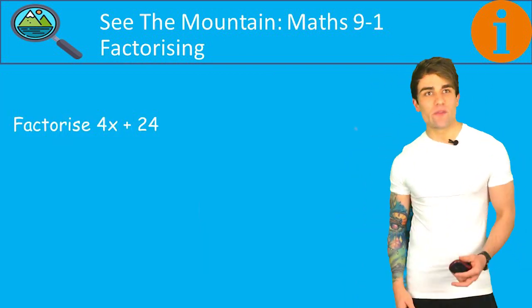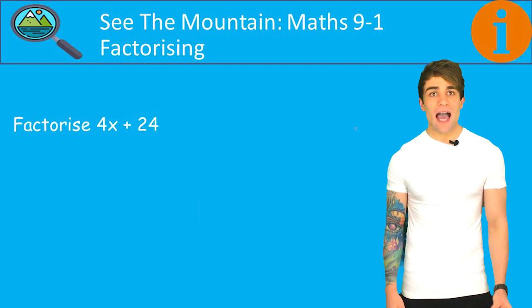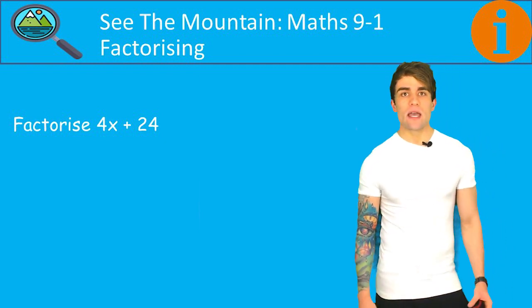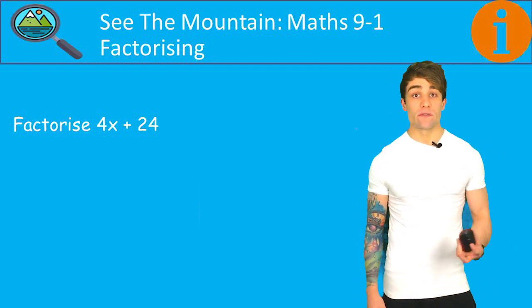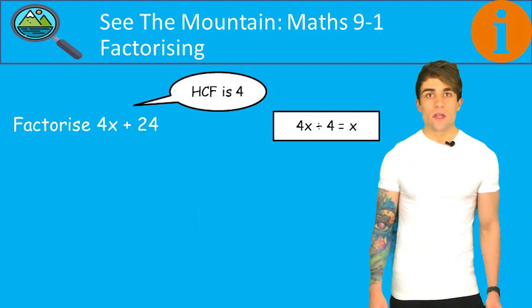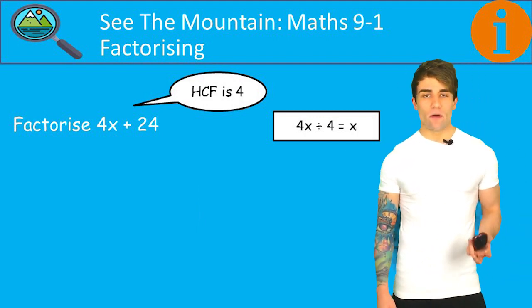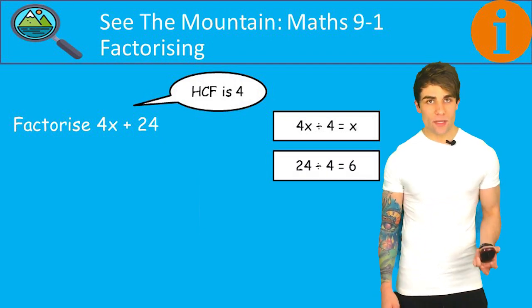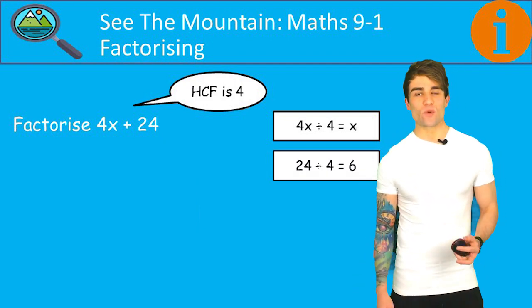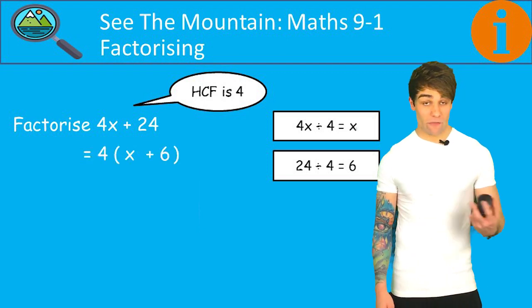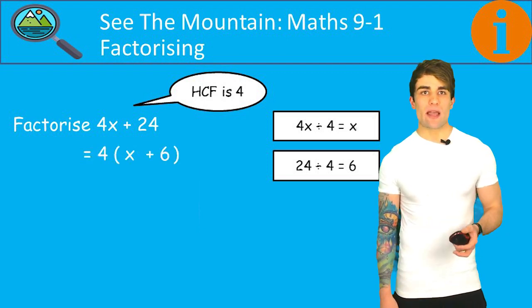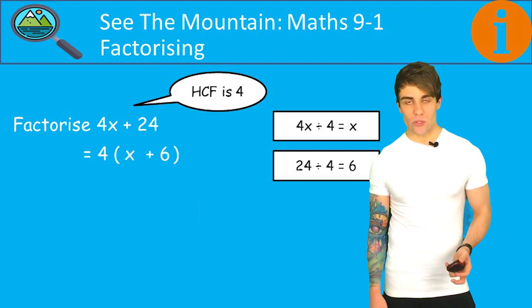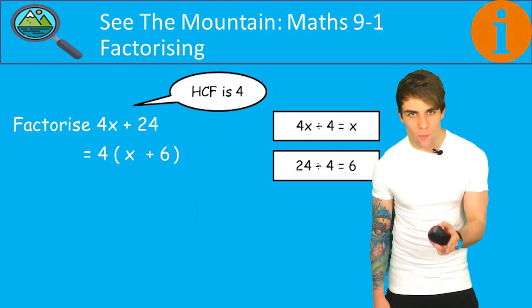So we're going to factorise 4x plus 24. And to do so, the first thing we're going to do is take out the highest common factor of the numbers. In this case, it's 4. So 4x divided by 4 leaves us with only x. And then 24 divided by 4 leaves us with 6. So we take the 4 outside the bracket. Inside the bracket, we're just left with x plus 6. Let's just try that again with another one.